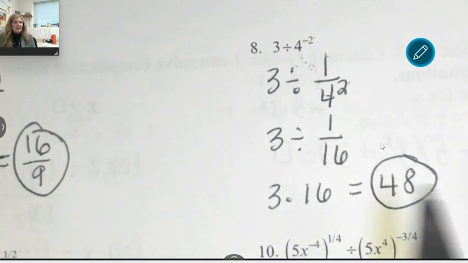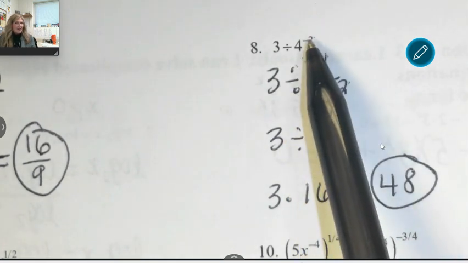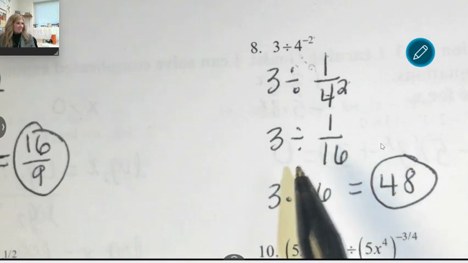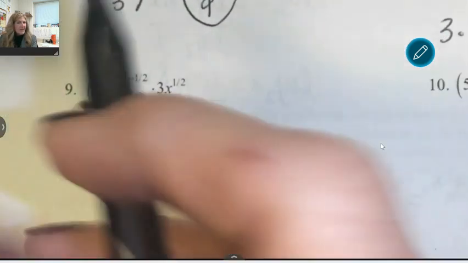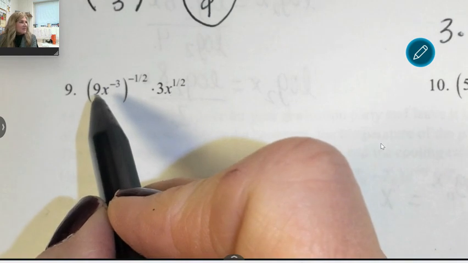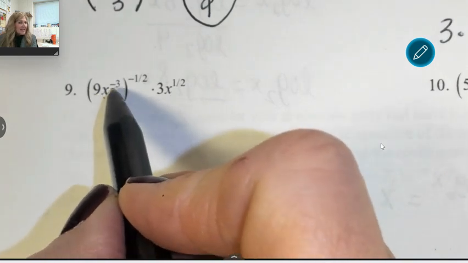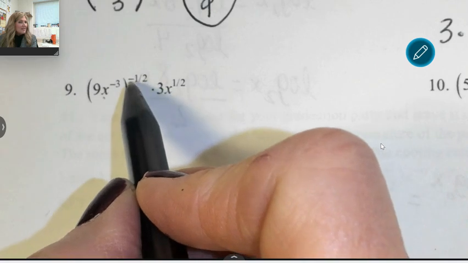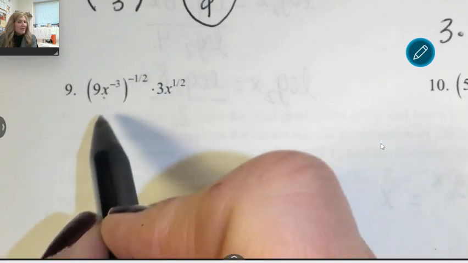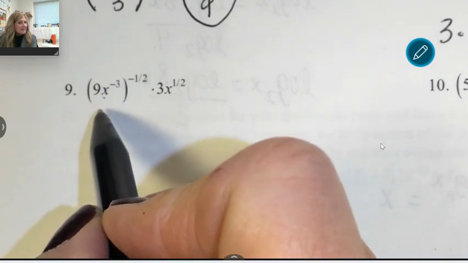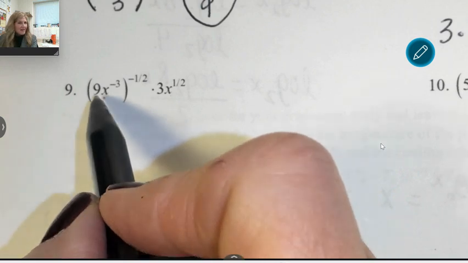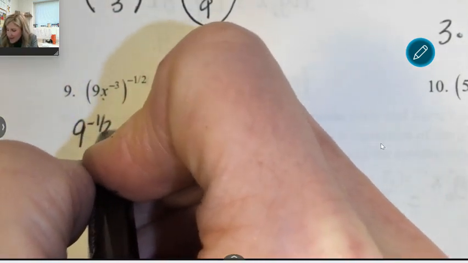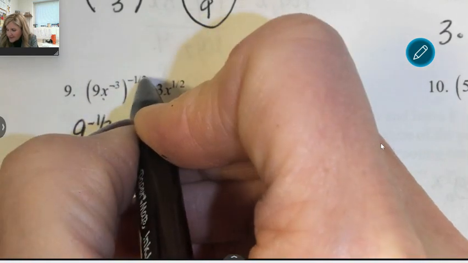Okay, if you missed it, it's because you were probably trying to get rid of the division and the negative exponent at the same time and made a mistake. All right, let's come down here. Okay, number 9. Here's the biggest mistake, is that 9 and x to the negative 3 are both getting raised to the negative 1/2. Okay? What most people do is they say in the next step, it's 9x to the 3/2. That is wrong. It is not 9x to the 3/2. We have to do 9 to the negative 1/2 and x to the negative 3 to the negative 1/2.